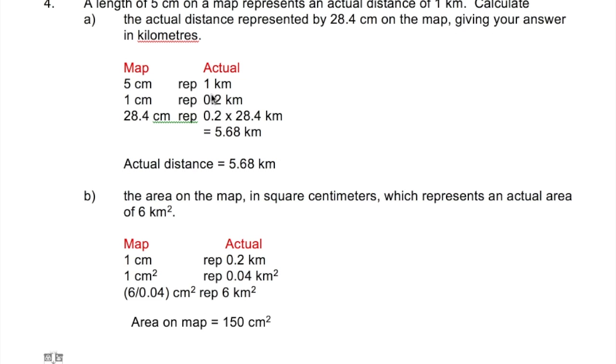In the fourth sum, we have a length of 5 cm, which represents 1 kilometer. Once again, we need to convert it to 1 cm by taking 1 divided by 5 to give us 0.2 km. 1 cm representing 0.2 km, therefore 28.4 cm will represent 0.2 times 28.4 km. Thus, the actual distance is 5.68 km.